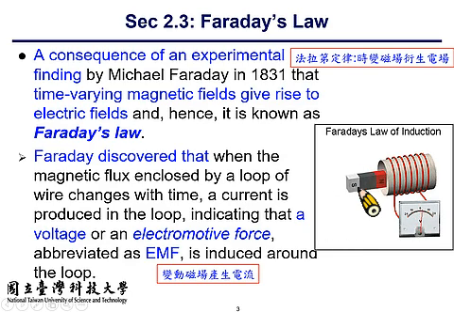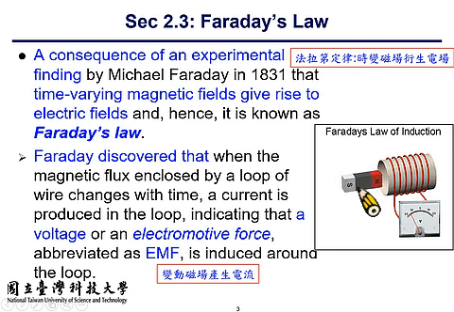had done many experiments about the interaction of electric circuits and observation of magnetic fields. So in 1831, one interesting fact found and reported by Faraday is that a time-varying magnetic field can give rise to an electrical field, and therefore it's referred to as Faraday's law.